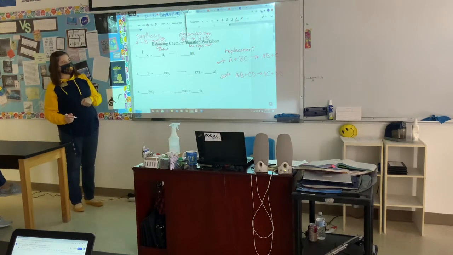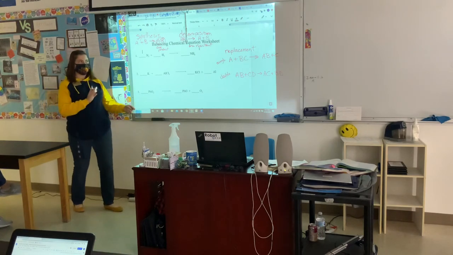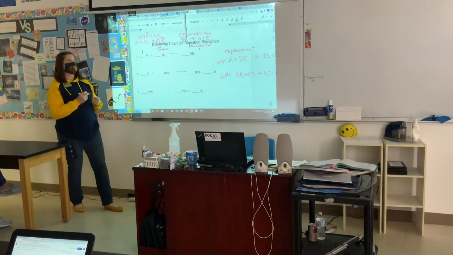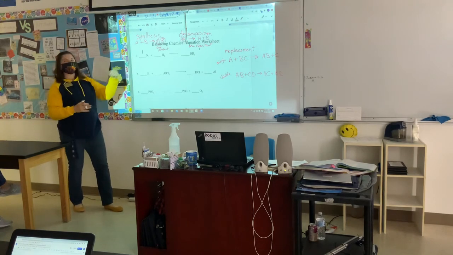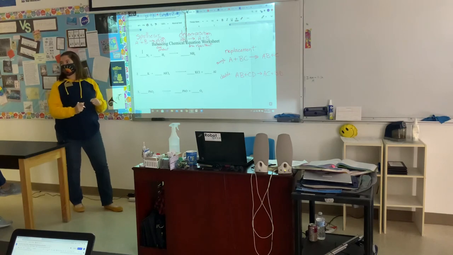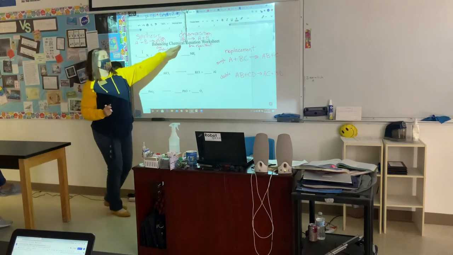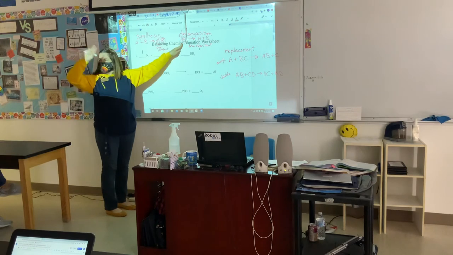Okay, so these are a lot of the basic ones that you've seen. Replacement, where we have things switching. Decomposition, where we have one thing that breaks apart. Synthesis, we have everything forming one thing. No, wouldn't it be two reactions? What? No. Well, it is one thing, just one chemical formula that breaks apart.